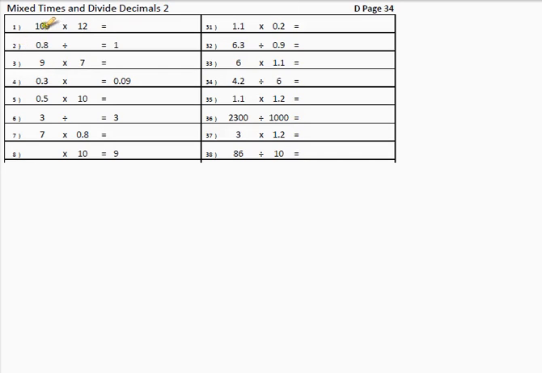Now let's look at, I'm sure you could do 100 times 12, it's 12 with 2 zeros. You can think of it as 1 times 12 is 12, and I add 2 zeros to that. Now if you have 0.8 and you divide it by what number to get a 1?